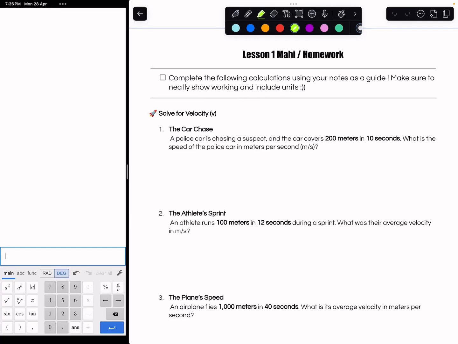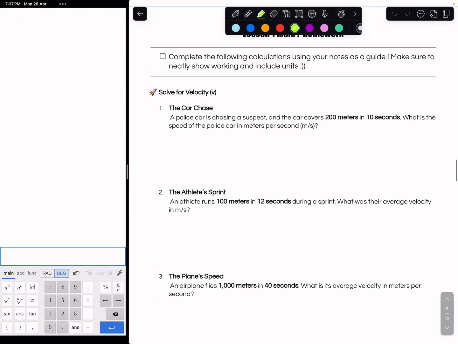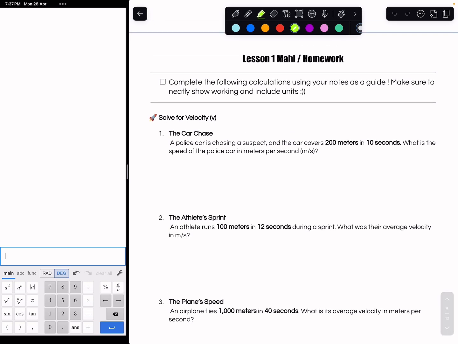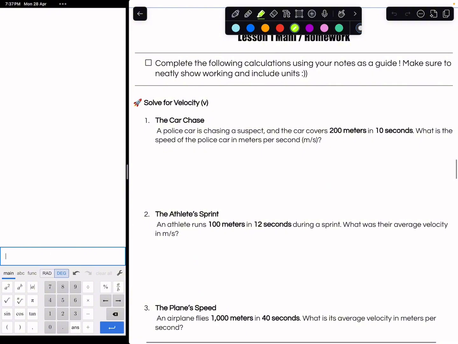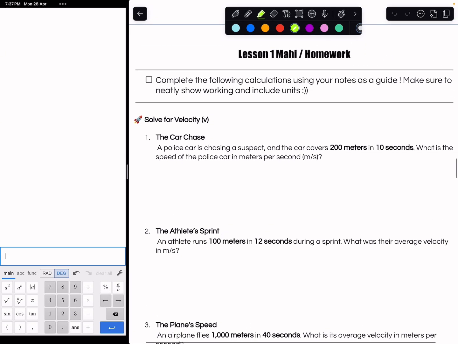Kia ora team. Today what we're going to do is work through these practice problems on velocity, okay? So step by step, let's go through them, and hopefully by the end of this, you'll feel way more confident with these velocity calculations. Okay, let's do the first one together.